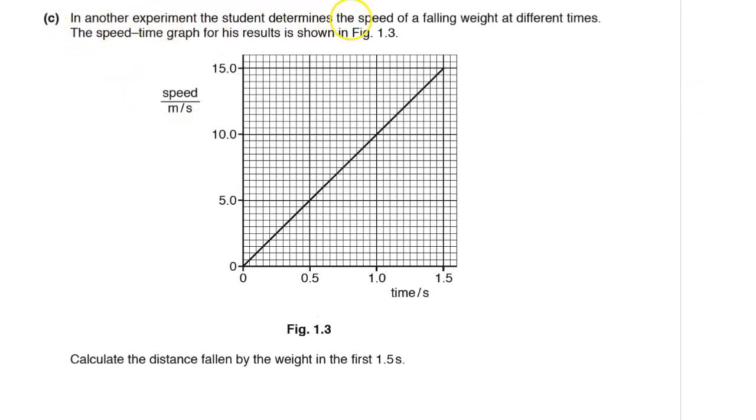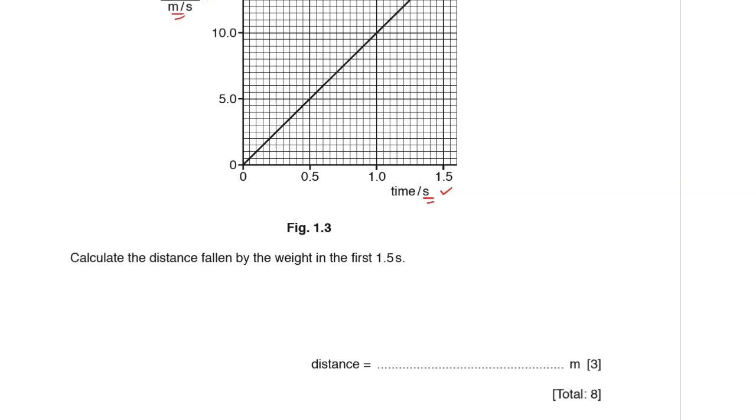Okay, part C. In another experiment, the student determines the speed of a falling weight at different times. The speed-time graph for his results is shown. You can see on the y-axis is speed, on the x-axis is time. Of course, you should always give the quantity with the corresponding units, which is right there. And it looks like the speed is increasing with time. The question is, calculate the distance fallen by the weight in the first 1.5 seconds.